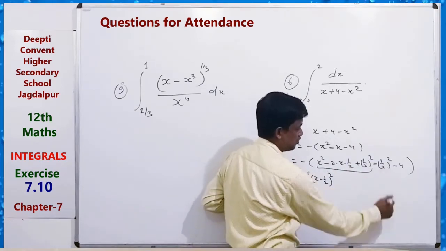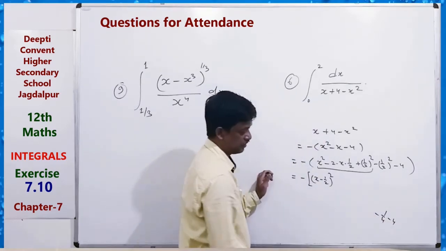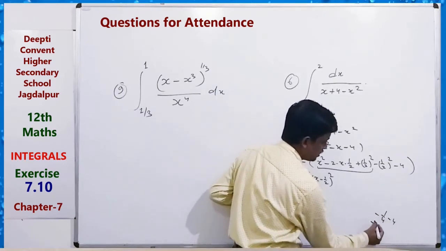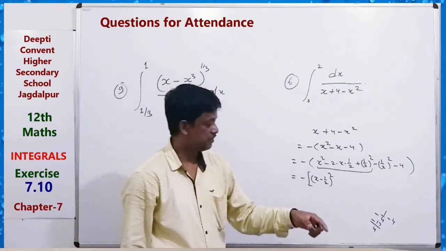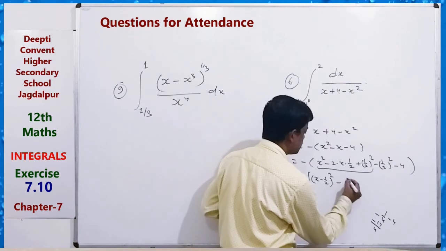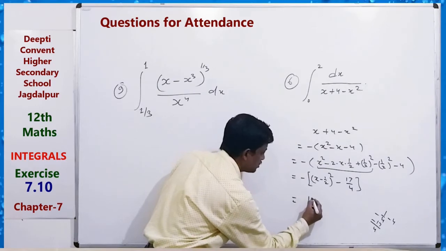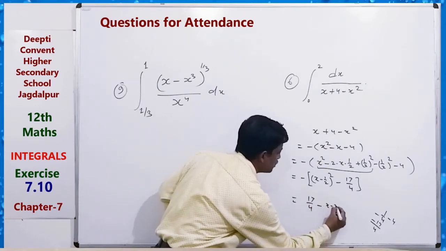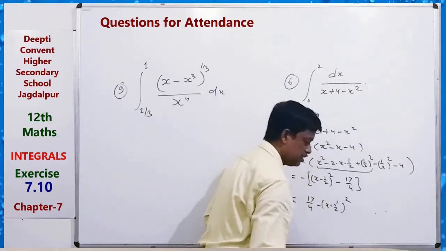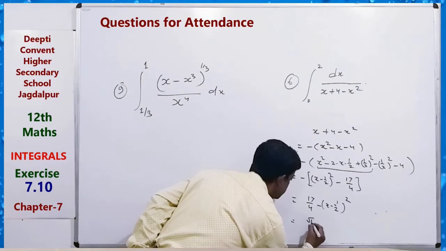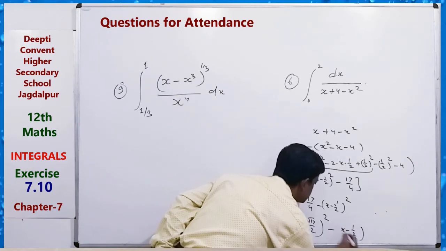Now here, minus 1 by 4 minus 4 means what? Minus 16 minus 1, minus 17 by 4. So it can be written as minus, plus 17 by 4 minus x minus 1 by 2 square. Multiply by the minus sign, so we can get root 17 upon 2 square minus x minus half square.